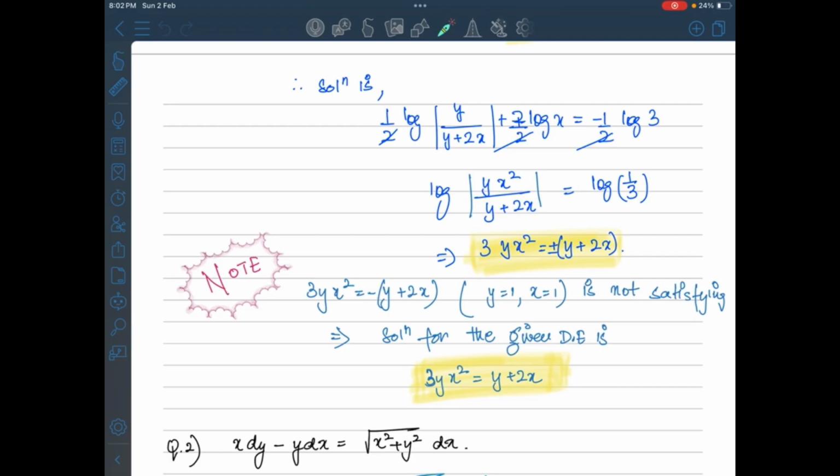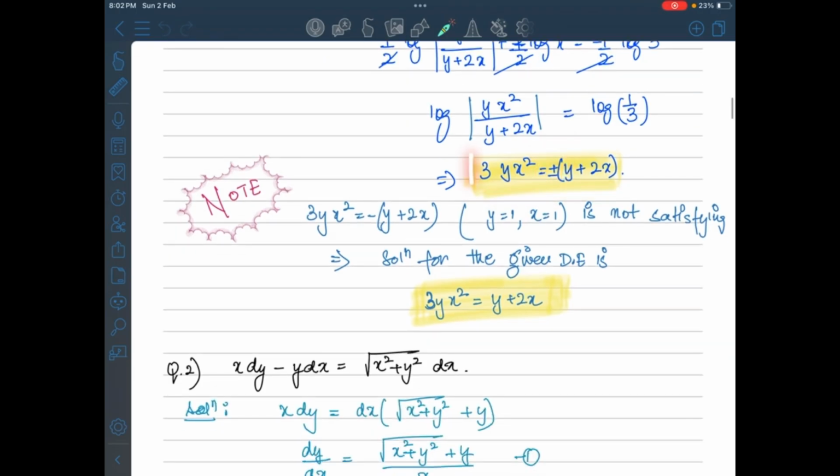Now one thing you have to make sure is, since it is in mod, the answer will come plus or minus. Right? As you remove this log by taking e on both the sides, like e power, then what happens? This still remains in mod. So for removing the mod, what you're doing is you have to put plus and minus. Now if you miss this plus and minus, you will not get full marks. Okay. So this is your final answer.